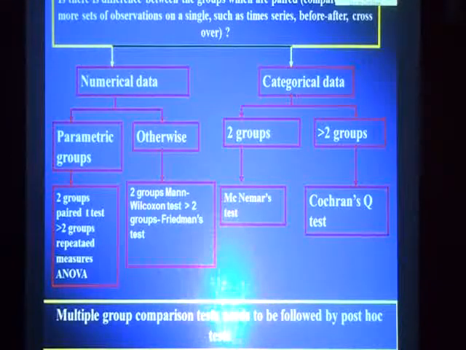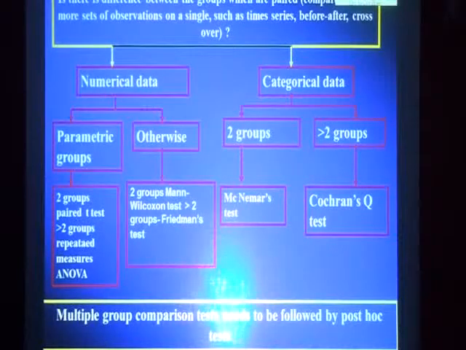Numerical data or categorical data. Numerical, parametric, non-parametric. Same distribution. If it is parametric, then 2 groups, paired t-test. If more than 2 groups, repeated measures ANOVA. If it is otherwise non-parametric, 2 groups, Wilcoxon test, more than 2, Friedman's test. Again, if there are multiple groups, then you have to do the post hoc analysis. Now here, categorical data, 2 groups, McNemar test, or more than 2, Cochran's Q test.